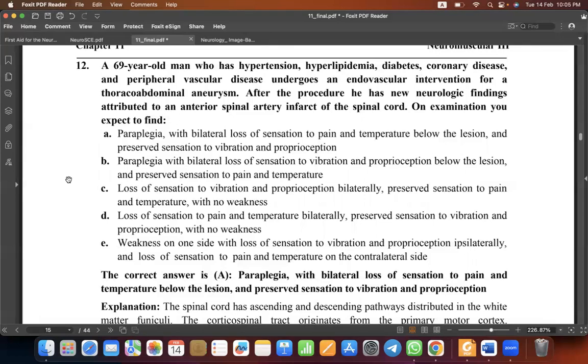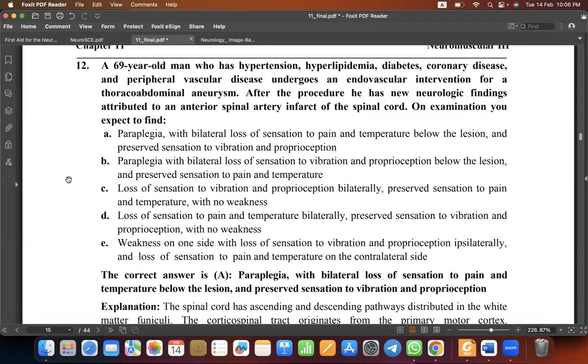As there will be anterior spinal artery occlusion, the involvement will be the corticospinal tract, causing paraplegia, and they will be involving the spinothalamic tract, causing the pain and temperature loss with sparing of the dorsal column. So proprioception, joint position, sense of vibration will be spared. That will be the best answer in this case.